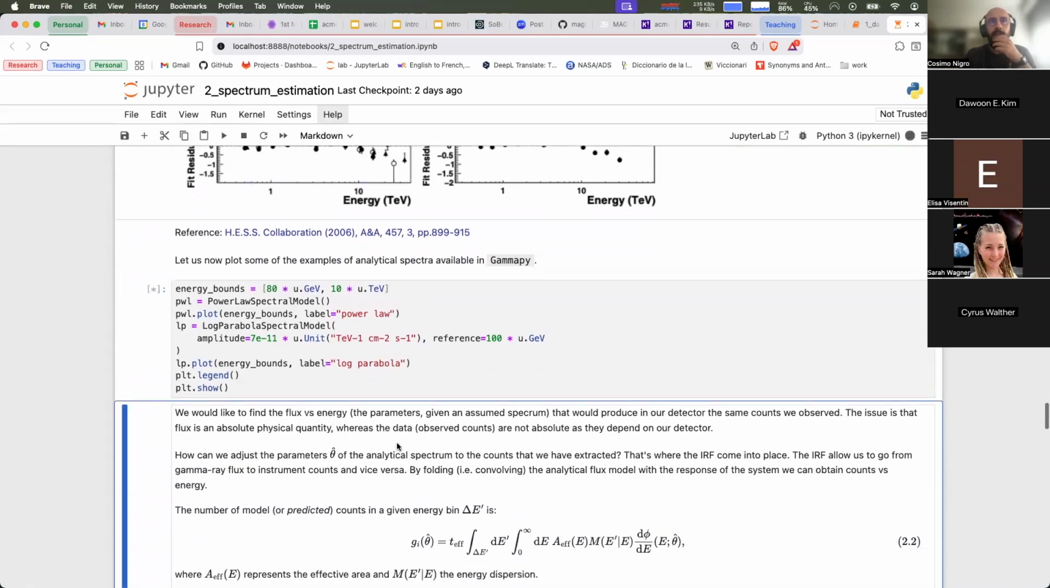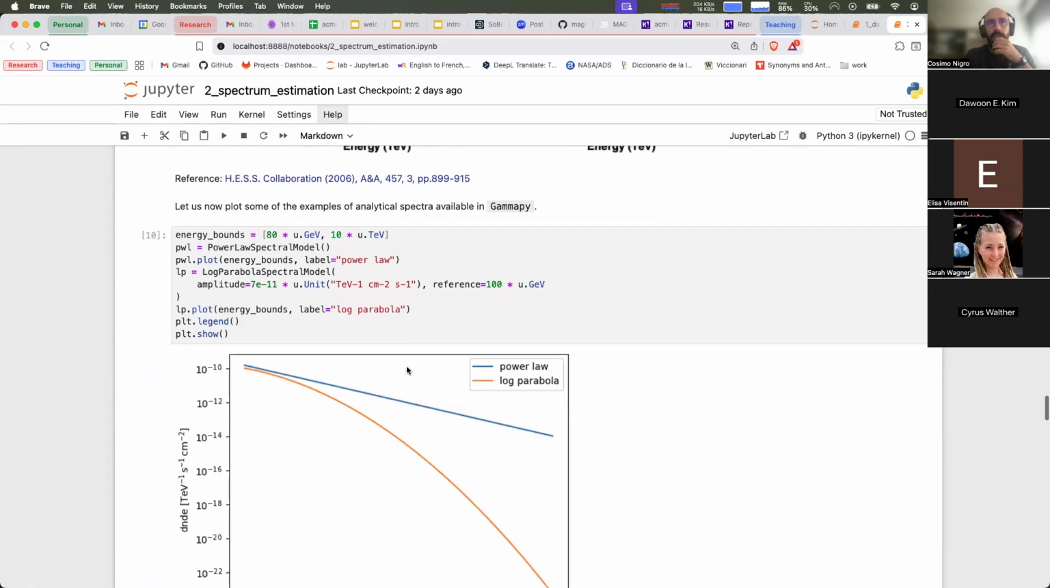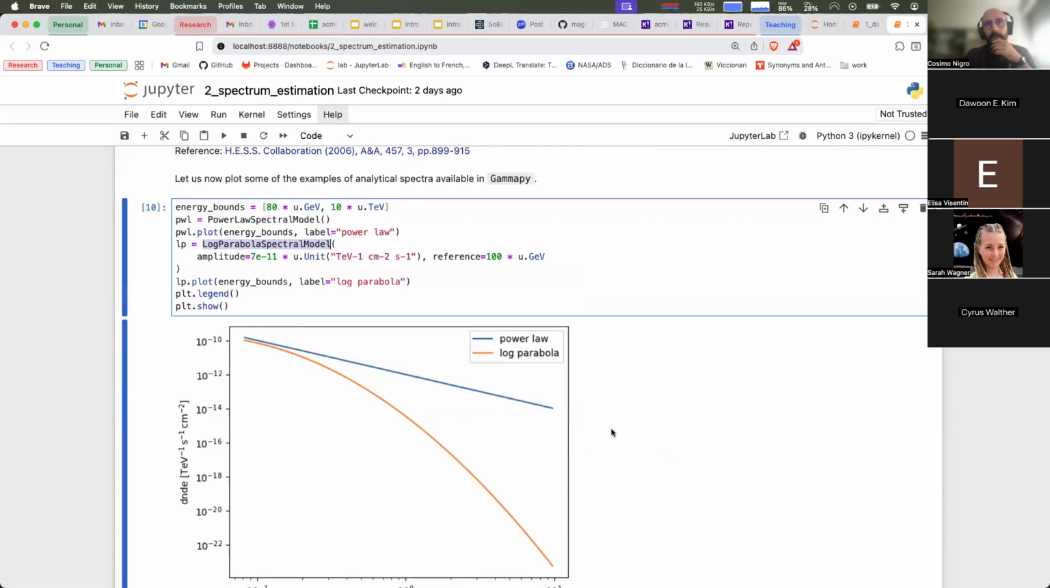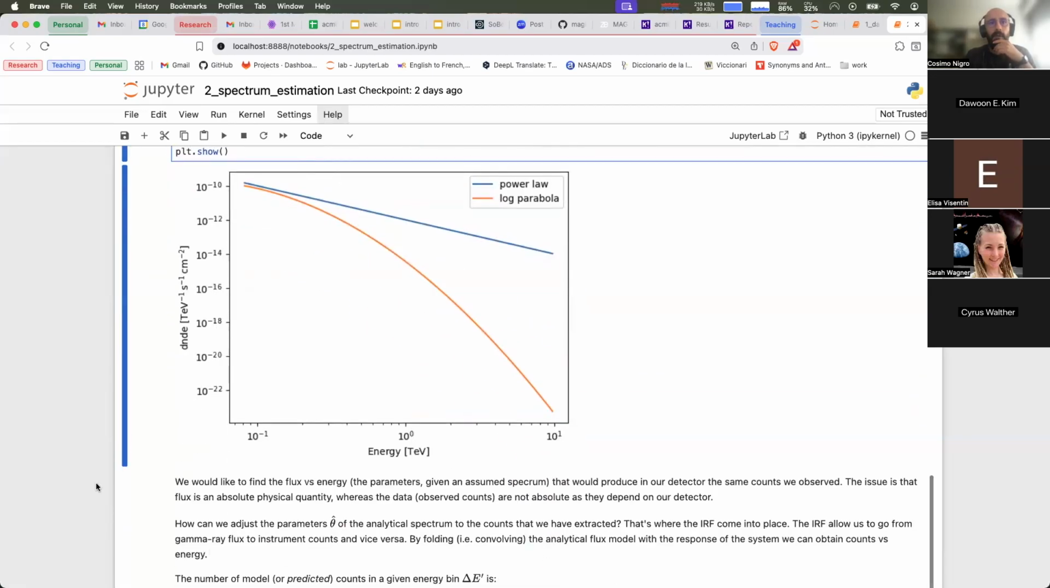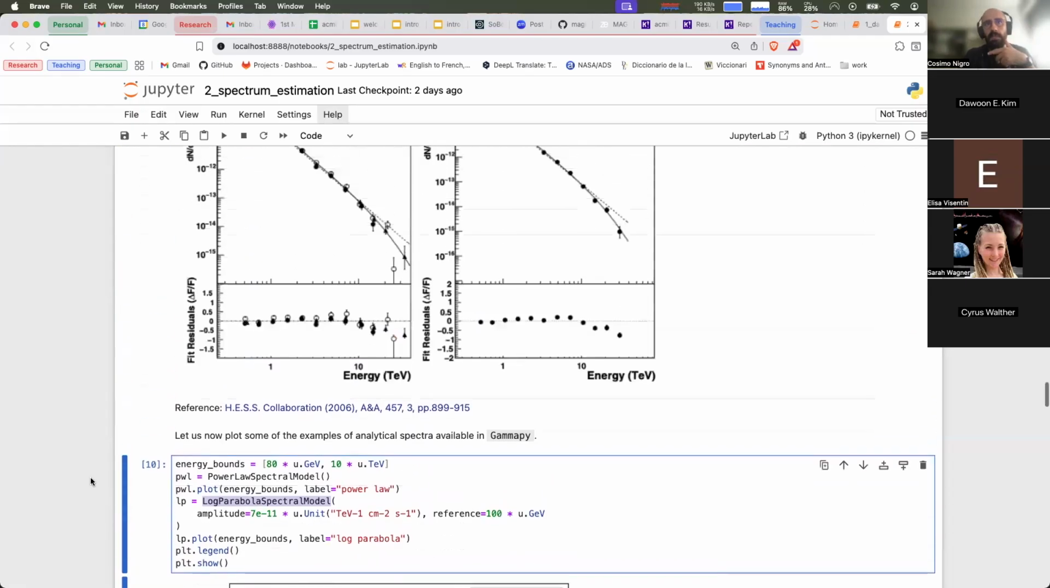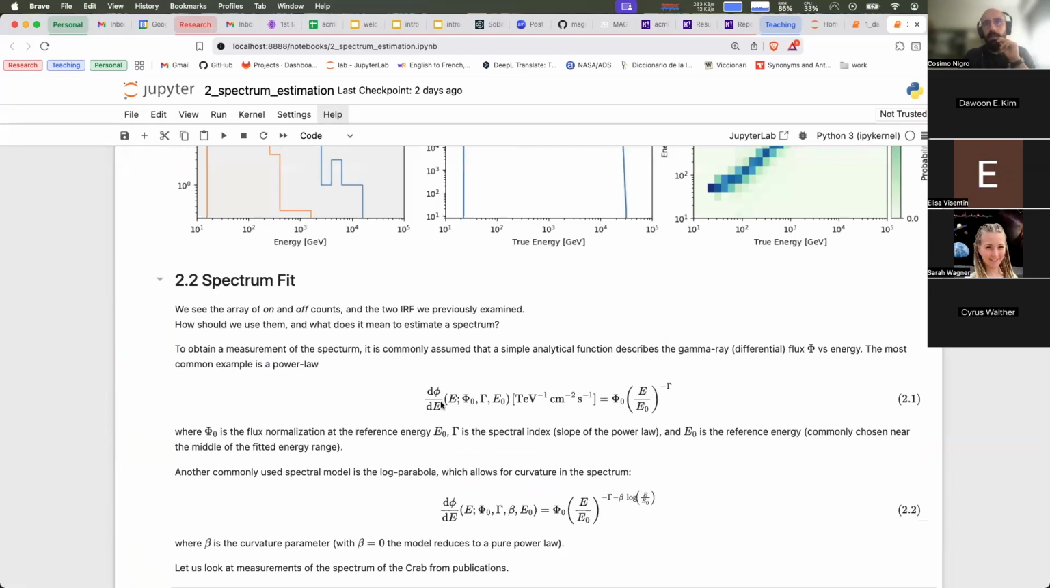Let's examine the analytical spectra available in Gammapy, and here I show a power law spectral model and a log parabola spectral model, okay? As I said before, log parabola is basically a power law with changing index, with changing steepness, okay? But what I want to measure is flux versus energy, precisely differential flux versus energy. So something that has units of TeV^-1 because it's differential in energy, and then the typical flux units, no? cm^-2 s^-1.